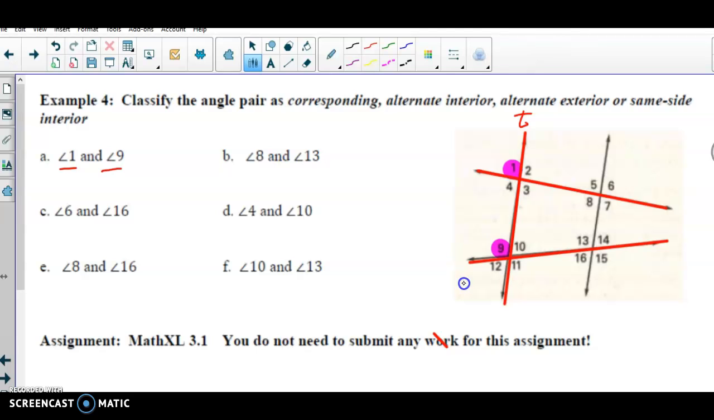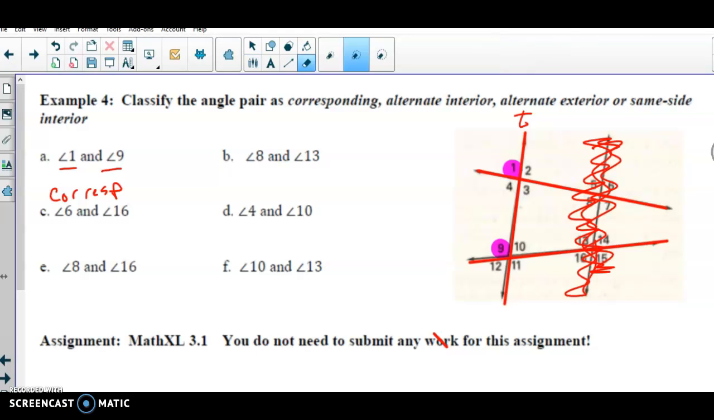Okay? So we really don't even need to look at this stuff over here. When we're comparing 1 and 9, we're just looking at these 3 lines, these angle groupings over here. They are both on the same side of the transversal, and they are both above those lines. So we call those corresponding. Okay? So now let's do 8 and 13.